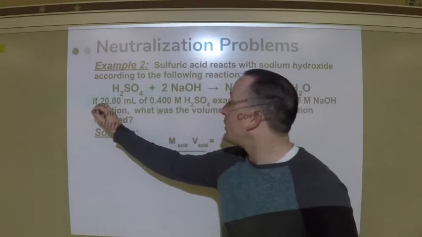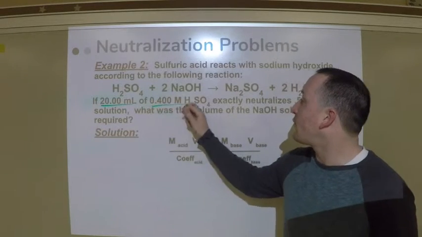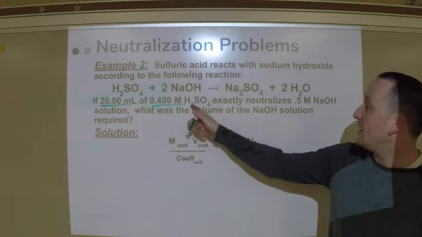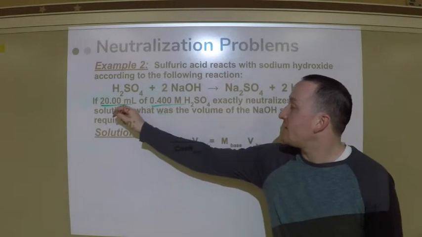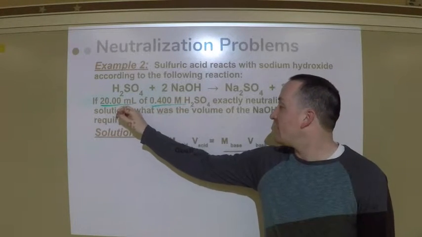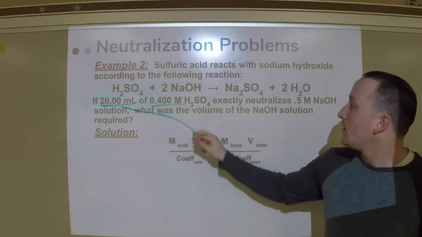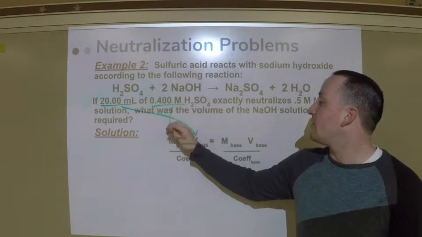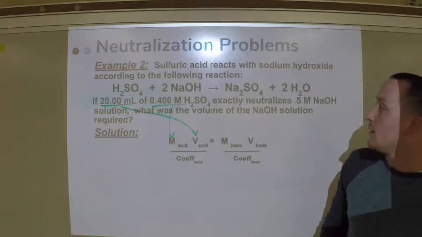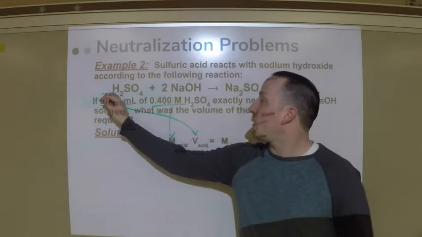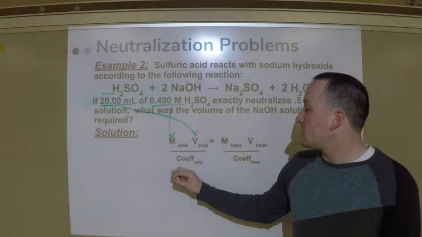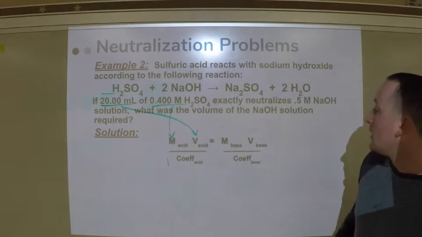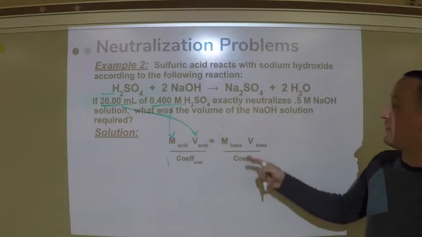So, I have 20 milliliters of 0.4 molar H2SO4, and again, this H2SO4 is my acid. So that means I'm going to take this 20 milliliters, that is the volume of my acid. This 0.4 molar, that is the molarity of my acid. Then I'm going to look in front of my acid. What's its coefficient? Well, there's nothing there, which means its coefficient is technically 1. Then I'm going to go to this other side and start looking for these variables.